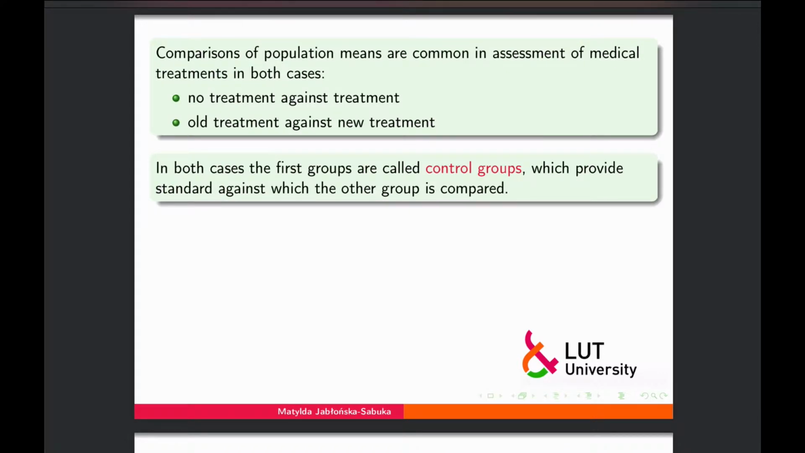And comparisons of population means are common in assessment of medical treatments. So it can be either of the two cases. We may have a set of patients who are not being treated at all and another set of patients being introduced to a treatment, or we may have an old treatment, so patients who have results undergoing the old treatment, and then we try to introduce new treatment and verify is that new one better than the old one. So in both of these two cases, the first group, so either the no treatment in the first case or old treatment in the second case, are called control groups. So they provide a reference point to which the other group is being compared.